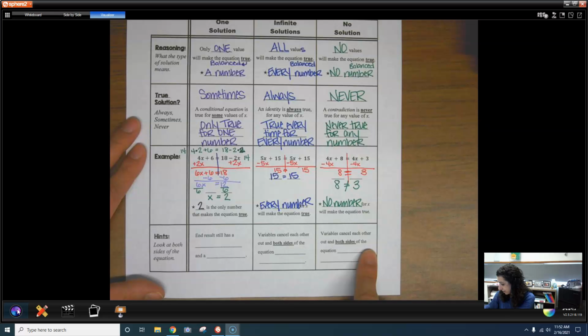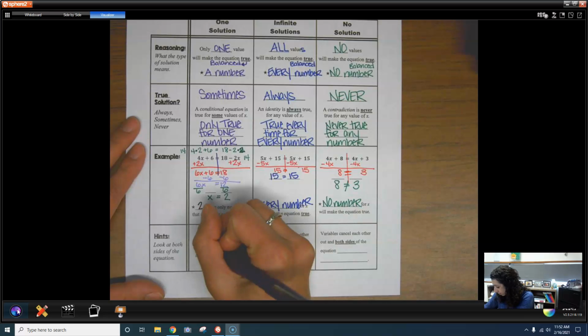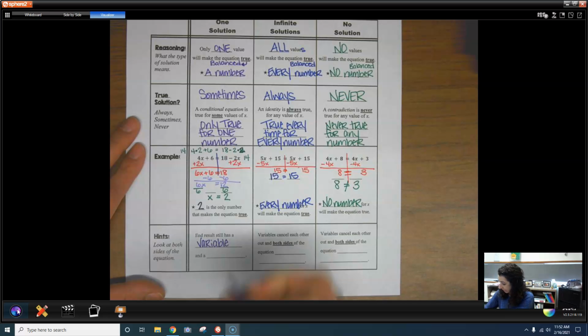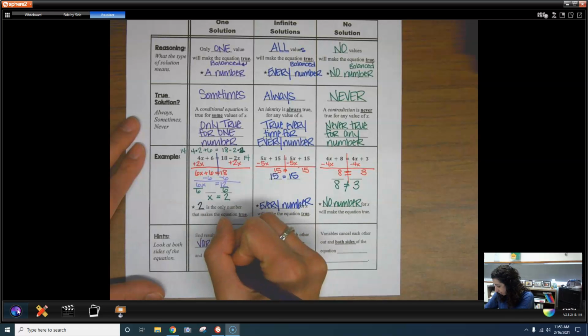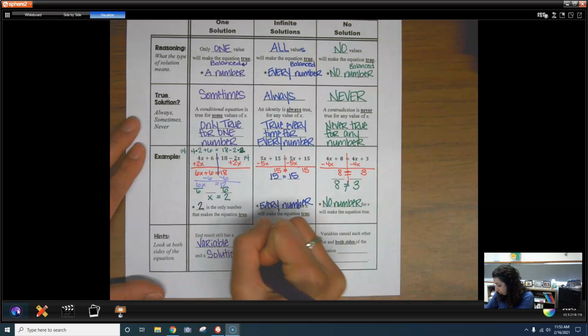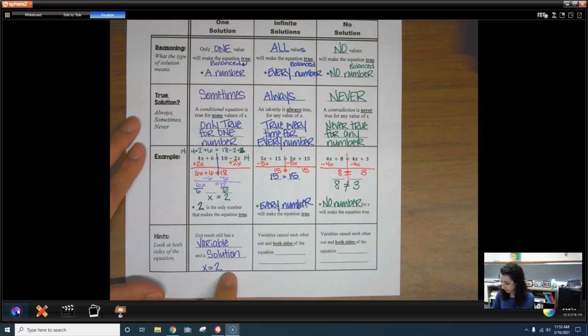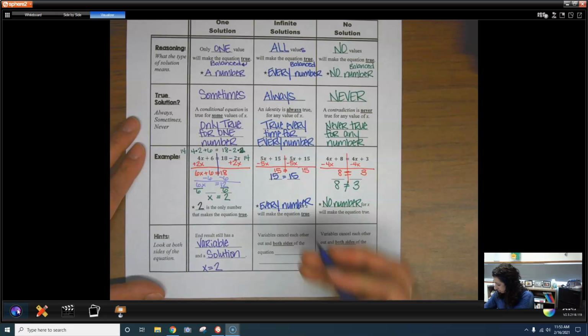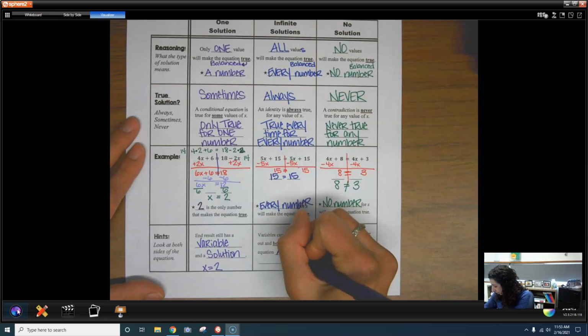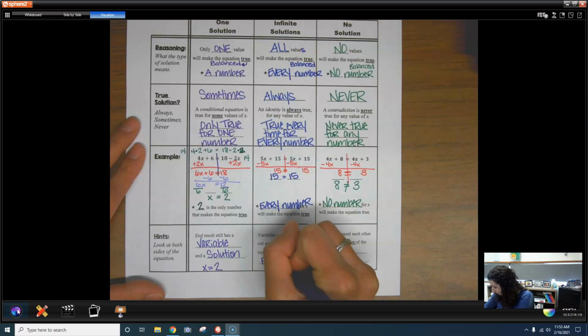So here's a hint. The end result still has a variable. So if we still have a variable, we have to go through all of our steps to find that value. And it has a solution. So in our example, x equals 2, it still had a variable and it still has a solution. With infinite solutions, the variables cancel each other out, and both sides of the equation are equal. In our example, we had 15 equals 15.